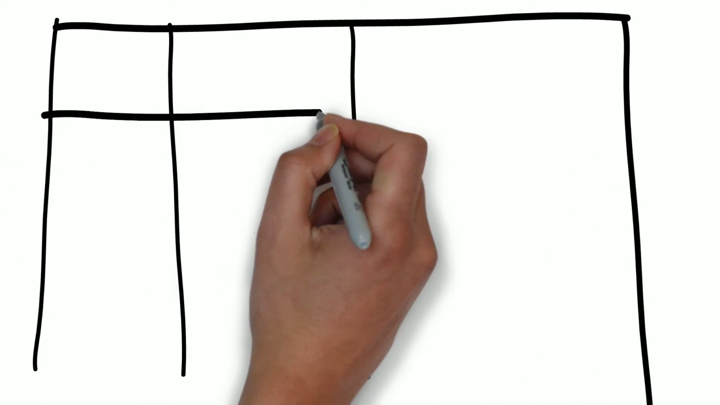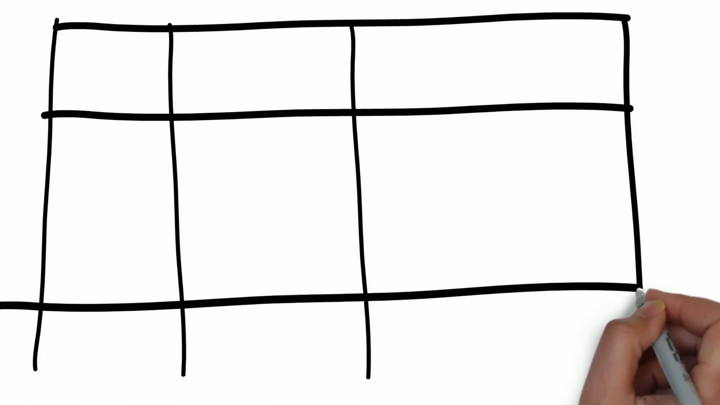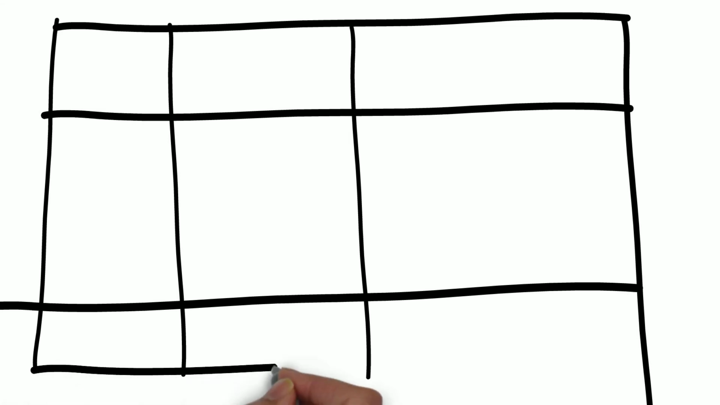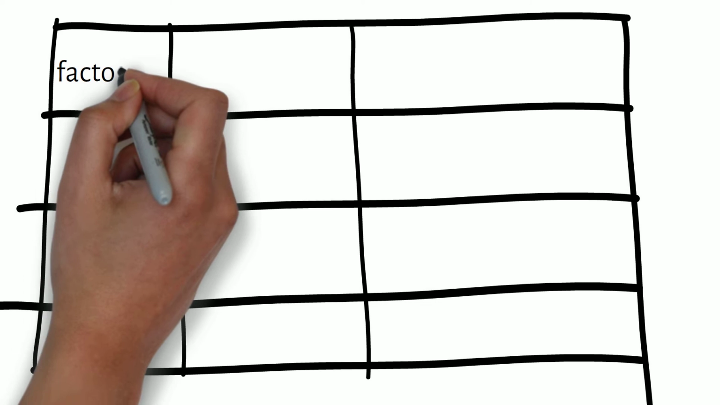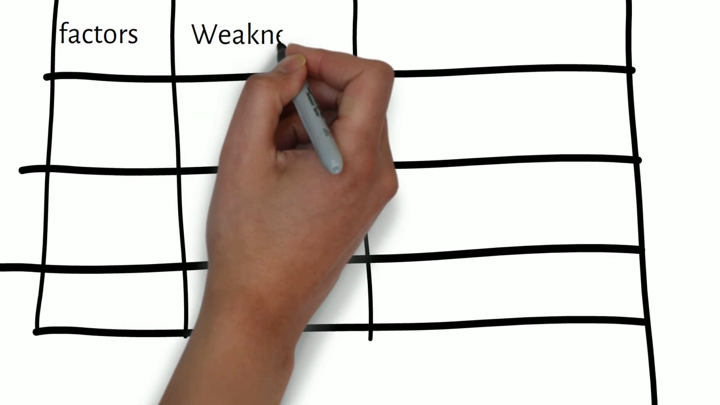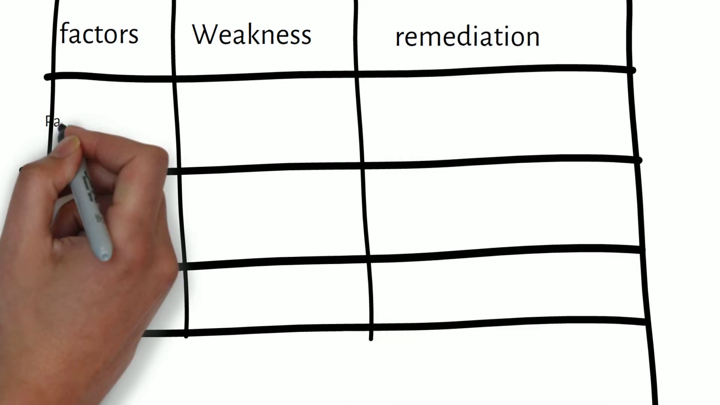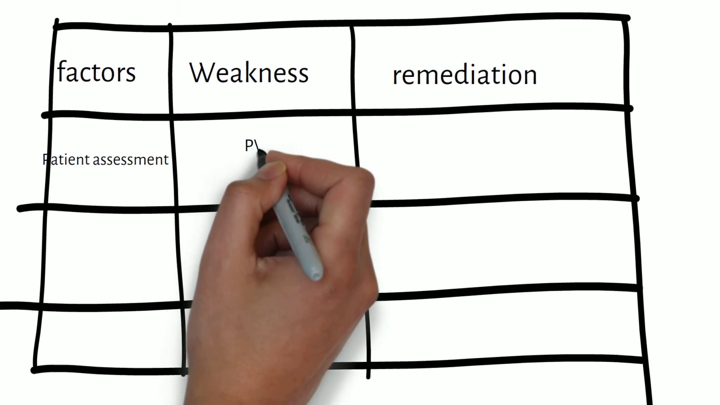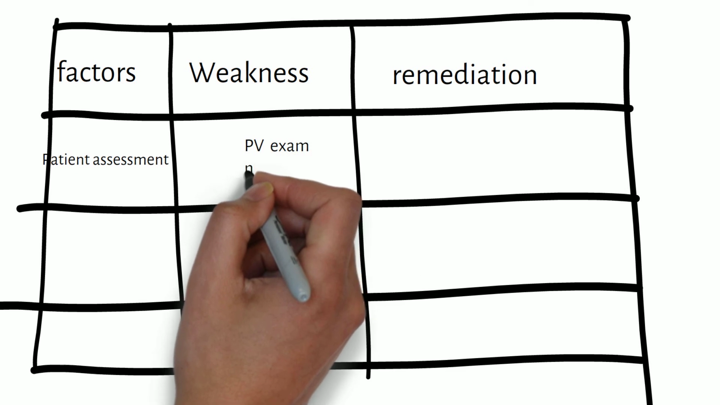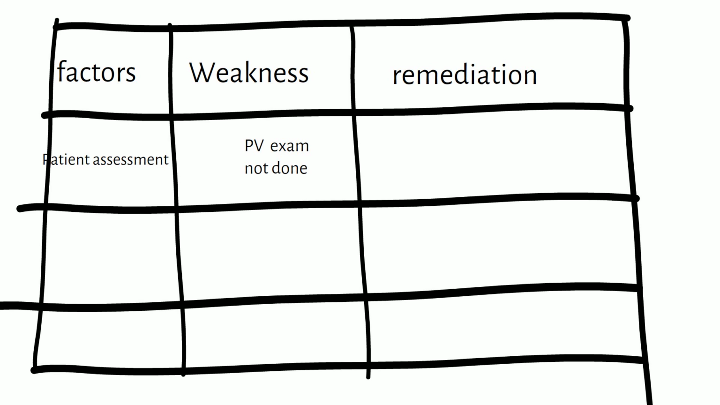We can solve this case by 3 methods. In the first method, we can make a table. On the left-hand side, in the first column, we can put down the different factors which include patient assessment, patient factors, staff factors, equipment, environment, information, communication, policies and procedures, and coordination. And then we can start putting in the next column on the right hand side the different weaknesses that were present for each of these factors.